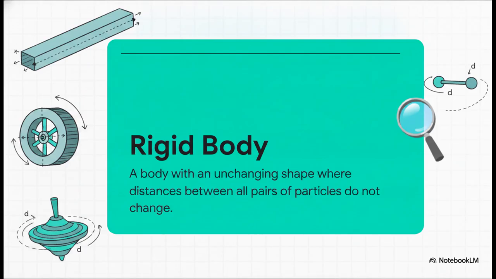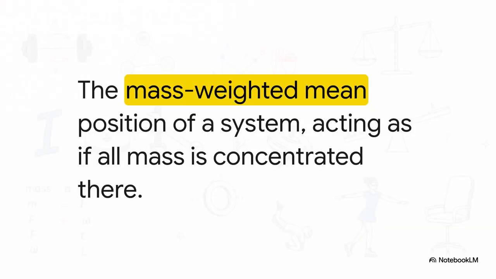By treating them as perfectly rigid, we basically assume the distance between any two particles inside that body stays exactly the same, no matter how much it spins or tumbles. This assumption is the absolute cornerstone of rotational mechanics. So, to understand how these extended bodies actually move as a whole, we rely heavily on the center of mass. Think of it as the mass-weighted mean position of the entire system.